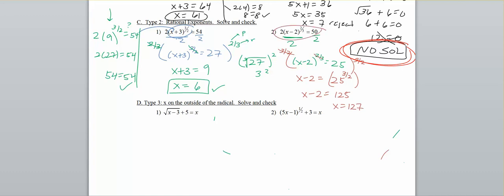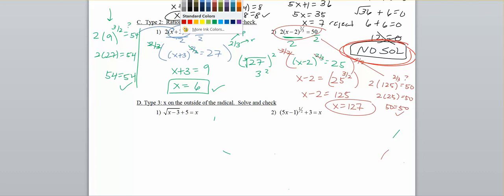Do a check back in your original problem. So if I do 127 minus 2, that's 125. I'm trying to find out if my left side is equal to 50. Well, the cube root of 125 is 5. 5 squared is 25. Is 2 times 25 equal to 50? And it is. So make sure you check all your solutions, because you are going to have extraneous solutions for some of these problems.